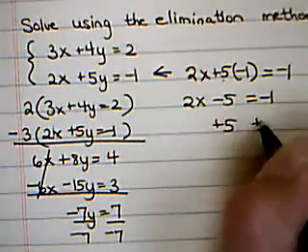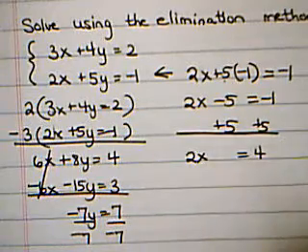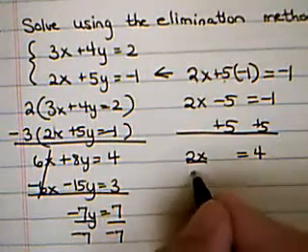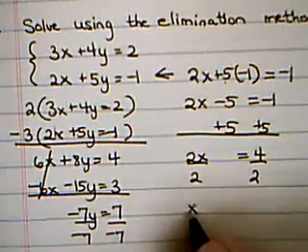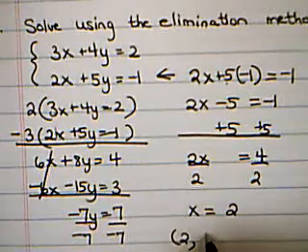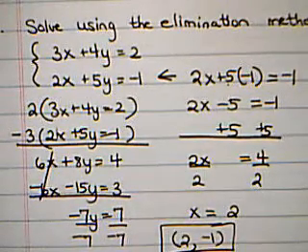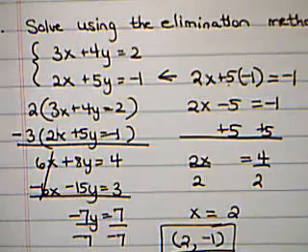Add 5 to both sides. You'll have 2x equals positive 4. Divide both sides by 2, and x is going to equal positive 2. So final answer, x is positive 2 and y is negative 1, and that's how we would write the solution. And that's using the elimination method.